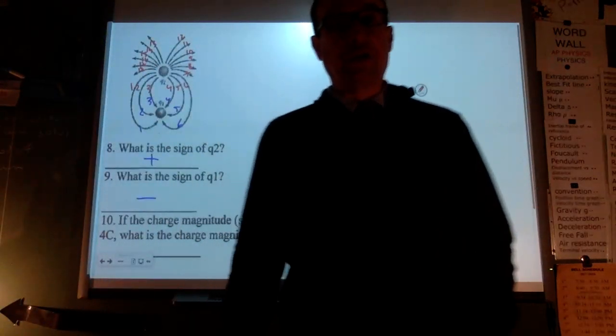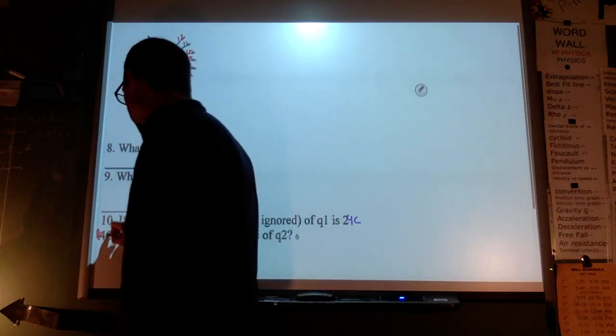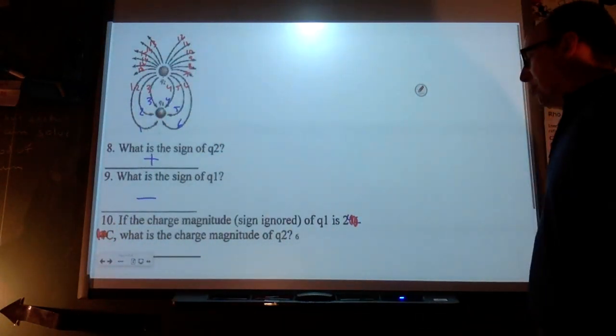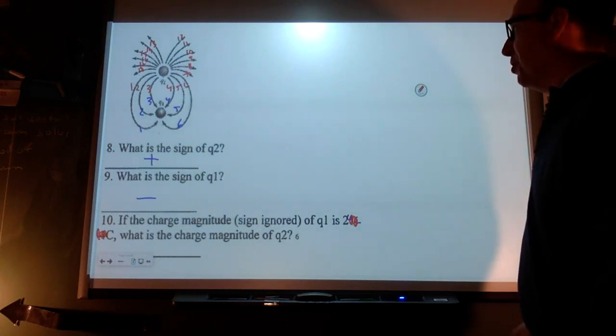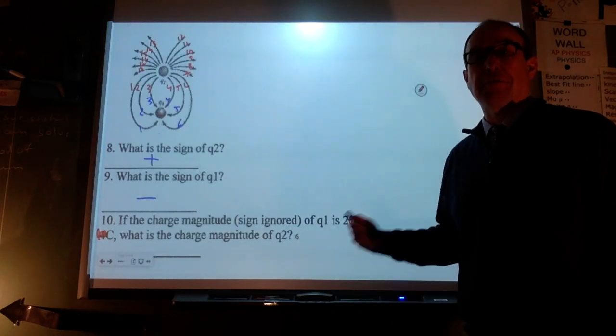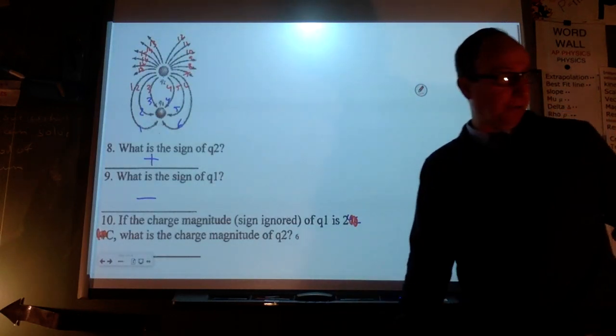But it has an additional 12 going away. So it must be 2. This 4, cross that out. So if Q1 has a charge of 2, Q2 must have a charge of 6 because it has 3 times as many field lines, so it should have 3 times as much field.